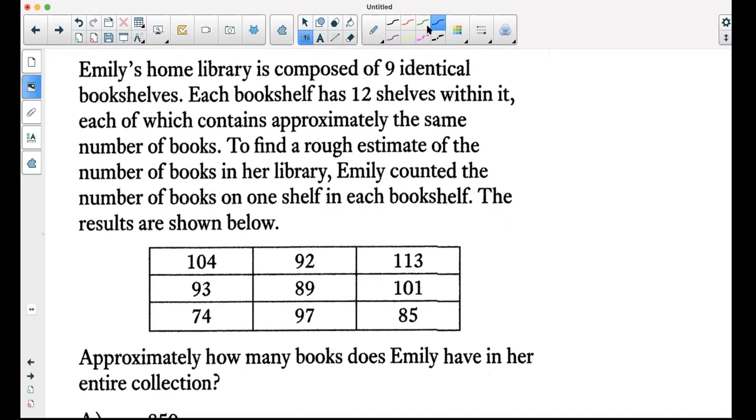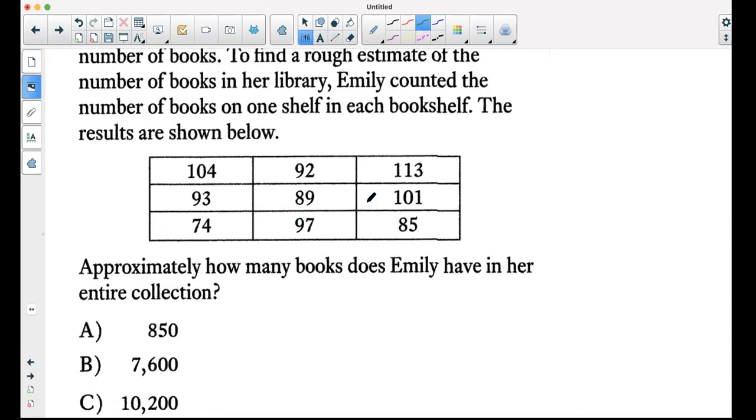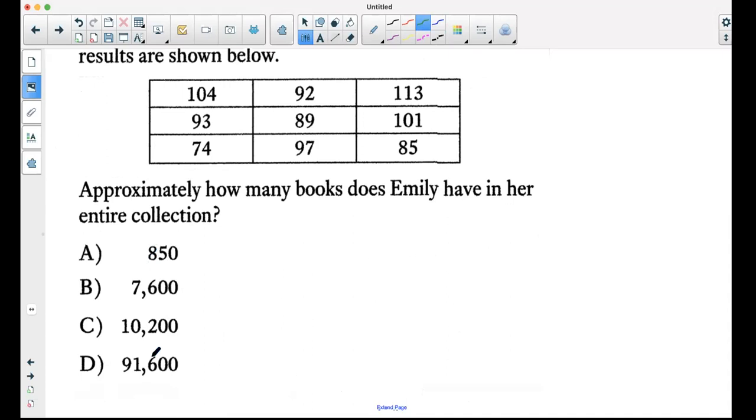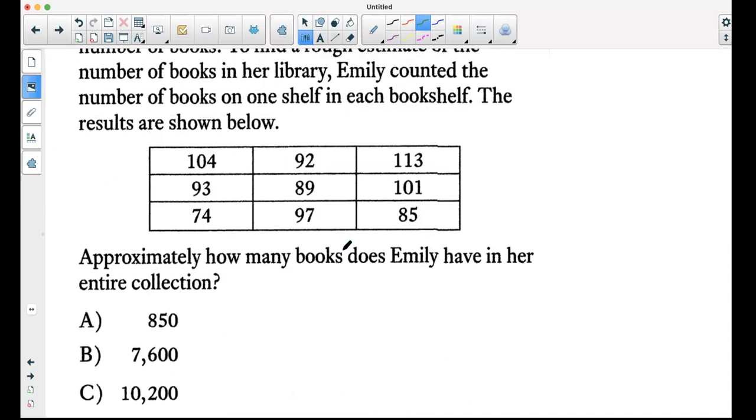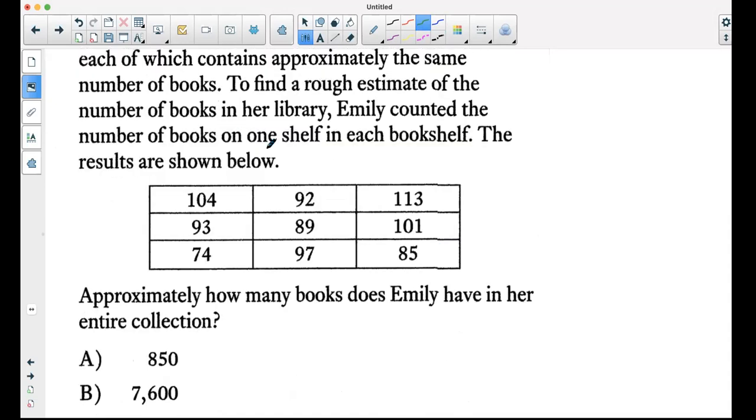So that means when I look at these numbers, what do I realize, guys? Oh, okay, a bunch of different averages a little bit, isn't it? So what I need to do is figure out the average of these values. That represents the number of books in one shelf in the bookshelf. Okay, so what I'm going to do is just add them up and divide by 9. Okay, so let's see what we end up getting.